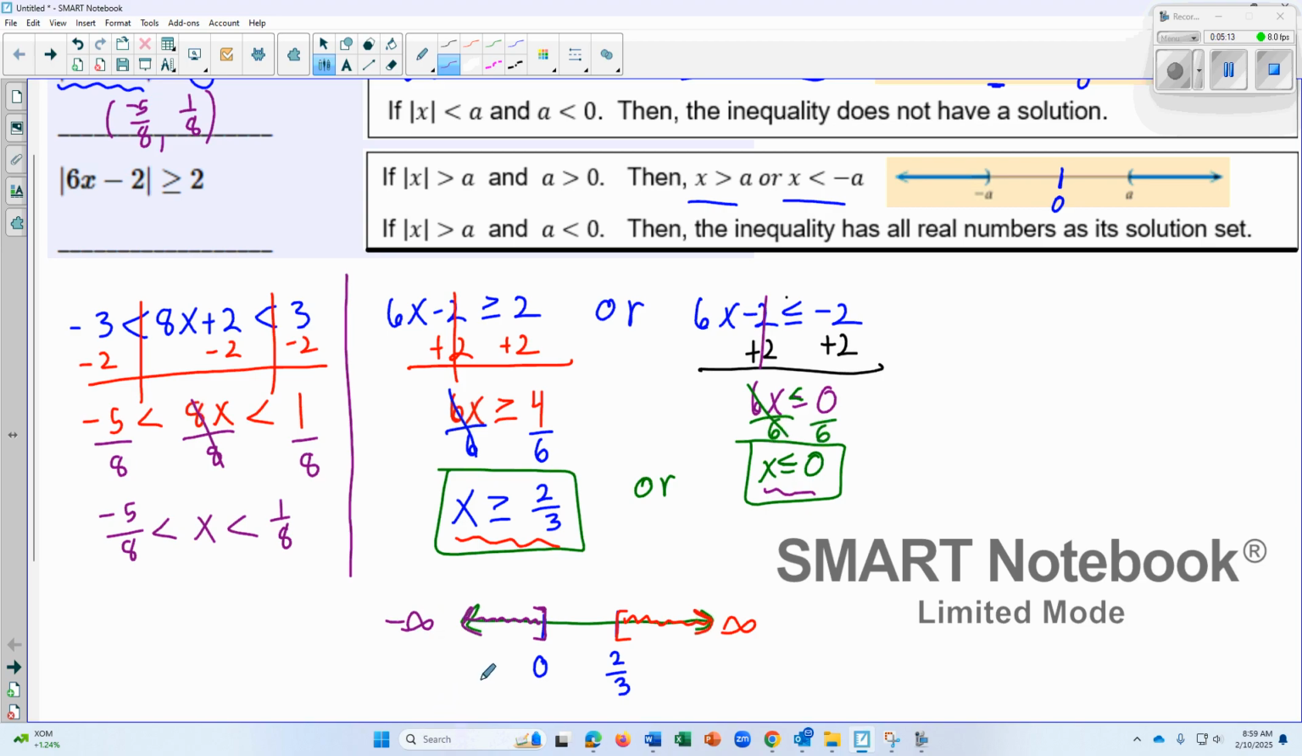So now it's time to convert this into our interval notation. So we're going to go from negative infinity to 0, and then we'll bracket that in. And we have to use our union right there to add in our other interval right here. So then our other interval is from 2/3 to infinity, and there we go.